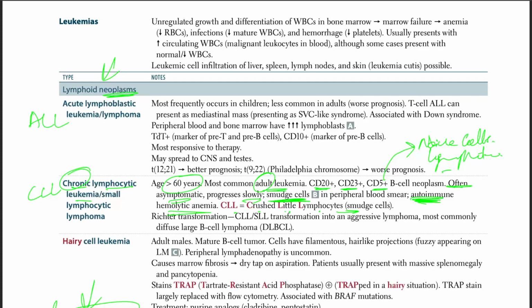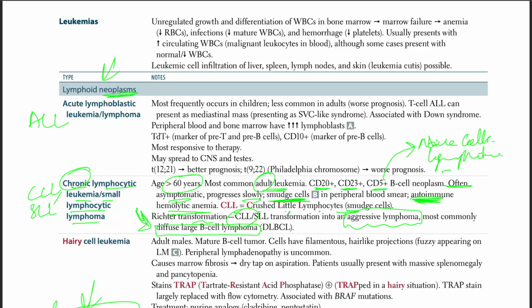Okay, then you have the Richter transformation, which is CLL/SLL, where SLL means small lymphocytic lymphoma. What is this transformation? When the CLL transforms into an aggressive lymphoma, most commonly diffuse large B cell lymphoma. So this can go into diffuse large B cell lymphoma through the Richter transformation.